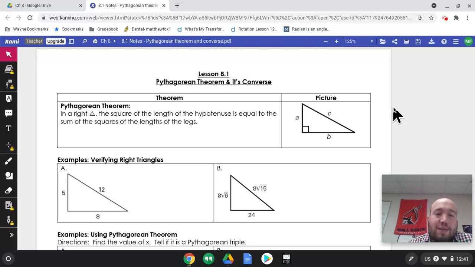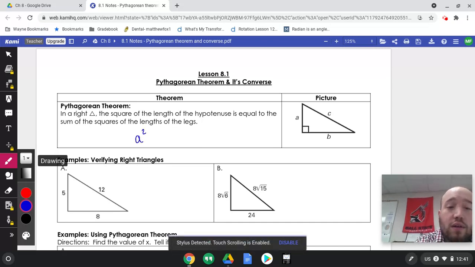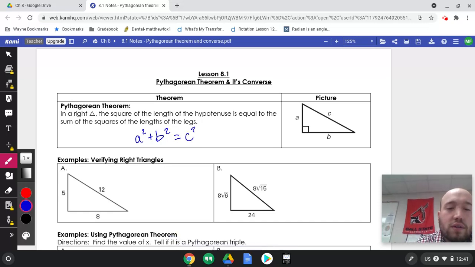Today we are going to start Chapter 8. The first part of Chapter 8 deals with the Pythagorean Theorem, which maybe you don't quite remember what that is, but I'm guessing if I write this out, you'll have a clue. So remember, it's a squared plus b squared equals c squared. Okay, where c is our longest side, c is our hypotenuse when it's a right triangle.